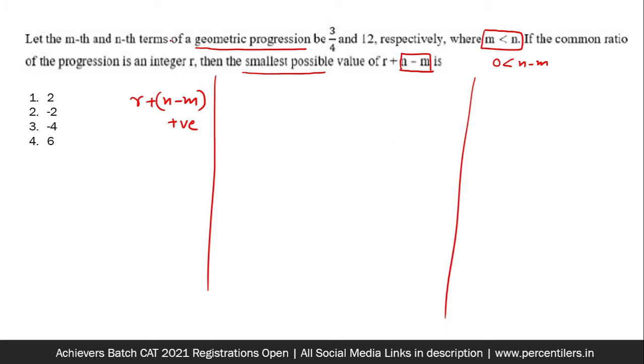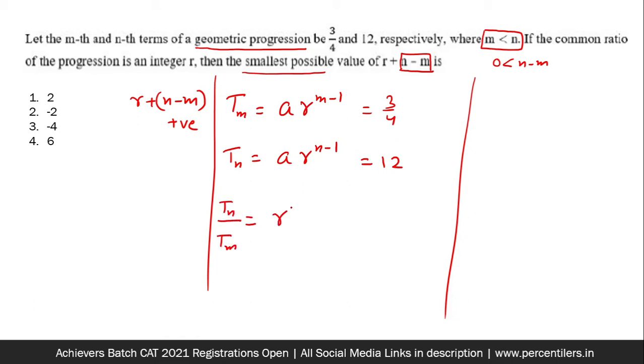Okay, let us move ahead. So suppose a is the first term and everything else is already given to you. Mth term will be given as a r to the power m minus 1, and nth term will be given as a r to the power n minus 1, and this is 3 by 4 and this is 12. So if we do Tn by Tm, then we get r to the power n minus m. So something which is signaled in the required expression, we are somehow reaching there. And here it will be like 12 upon 3 by 4. This will become 16. Alright, so now we have r to the power n minus m as 16.